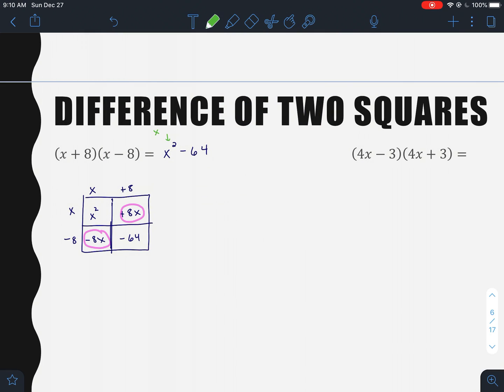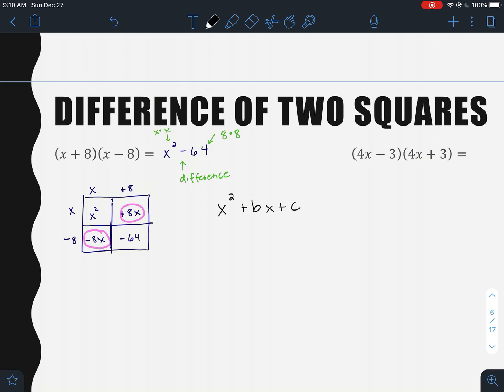So why do we call this a difference of two squares? Well, x squared is a perfect square. It's x times x, and 64 is a perfect square because it's 8 times 8. And it's a difference because you're subtracting those two perfect squares. So we call it a difference of two squares because you have two perfect squares and you're subtracting them.